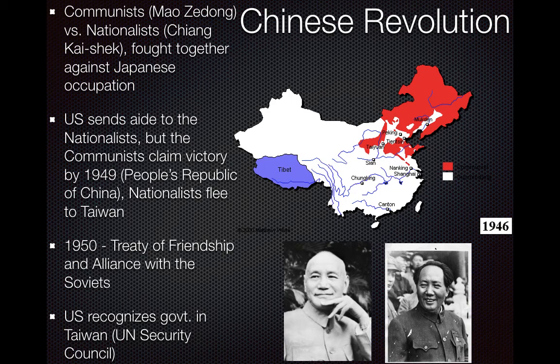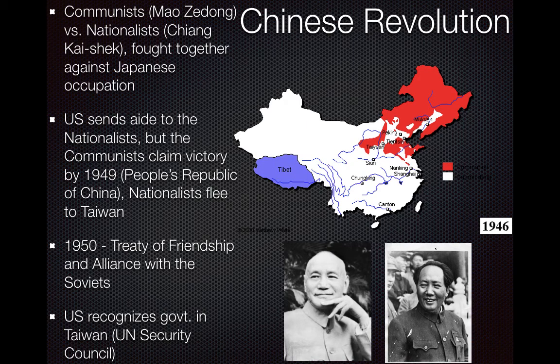If you want to talk about the spread of communism, you might want to think about China being a logical place for communist expansion. There are two different competing political philosophies in China in the mid 40s. There's communists led by a man named Mao Zedong. That's him in the image on the bottom right. And then there are nationalists led by a man named Chiang Kai-shek. That's him in the image on the left.